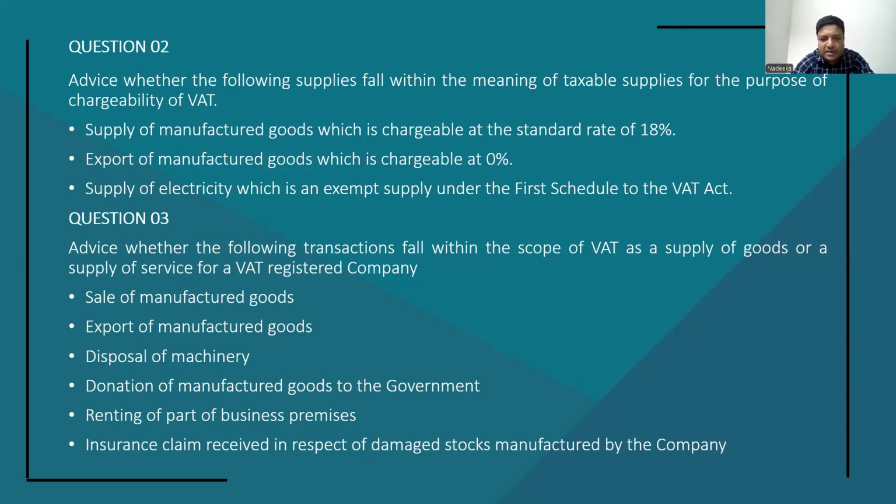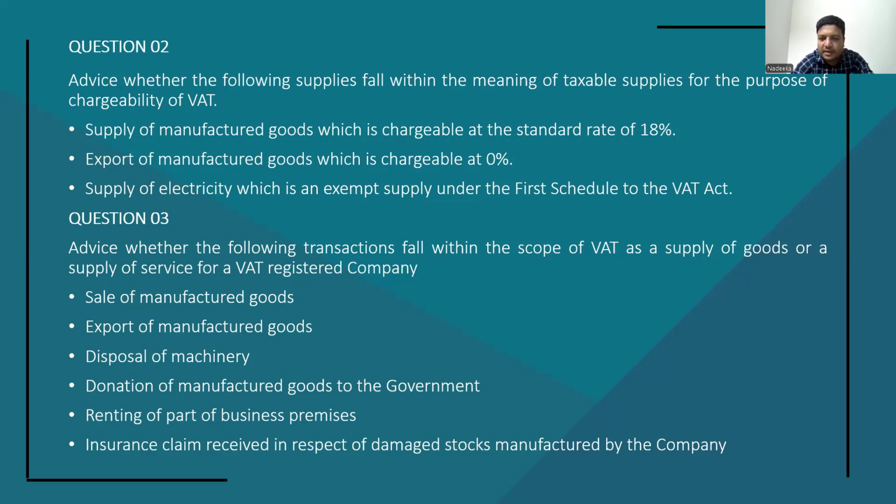Sale of manufactured goods. The company, as the owner of the goods, transfers the ownership of the goods to the customer. So that's a supply of goods. Export of manufactured goods. No difference. You are transferring the ownership of the goods. So therefore, that is also a supply of goods.